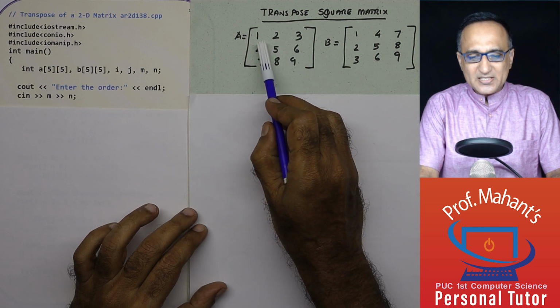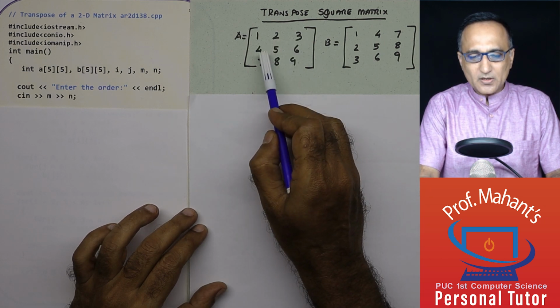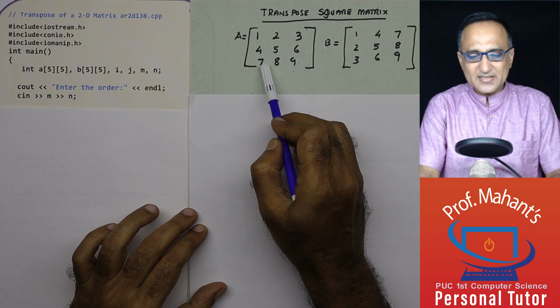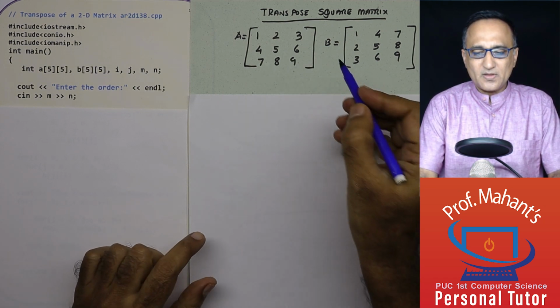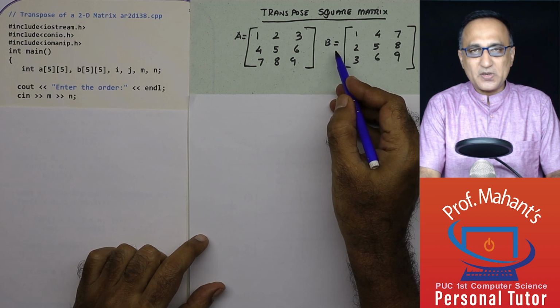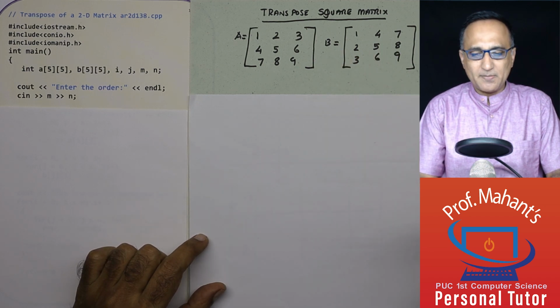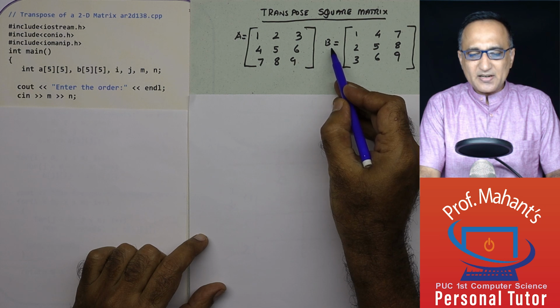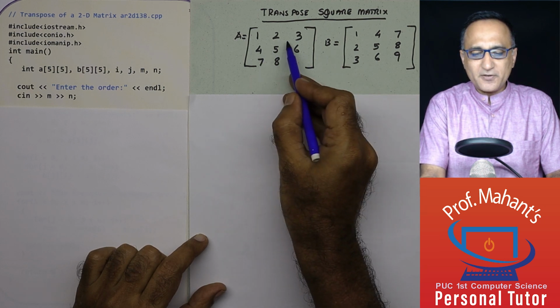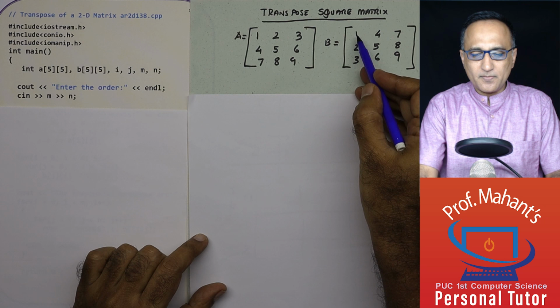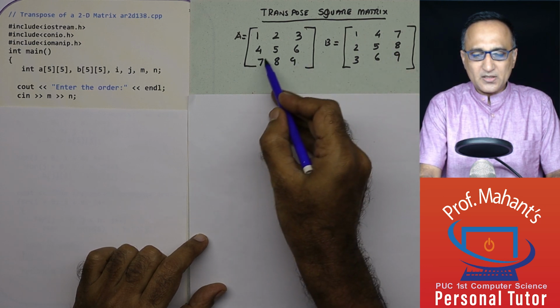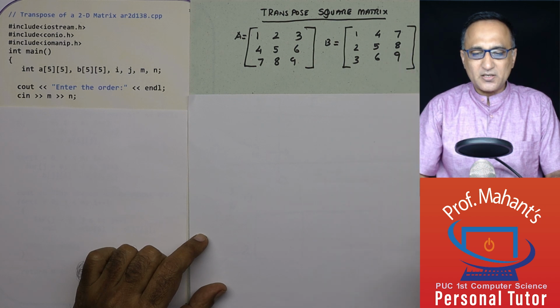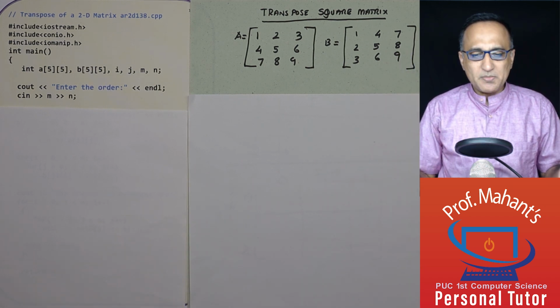If you take a look at this, the first row is 1, 2, 3. The next row is 4, 5, 6, and then 7, 8, 9. So if I have to do a transpose, I am representing it as another matrix B, although in maths we do it differently. If you see, the first row has become the first column, 1, 2, 3. The second row has become the second column. The third row has become the third column. So this is what you really mean by transpose of a matrix.